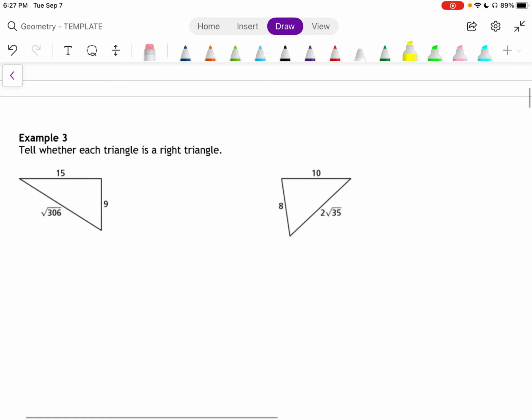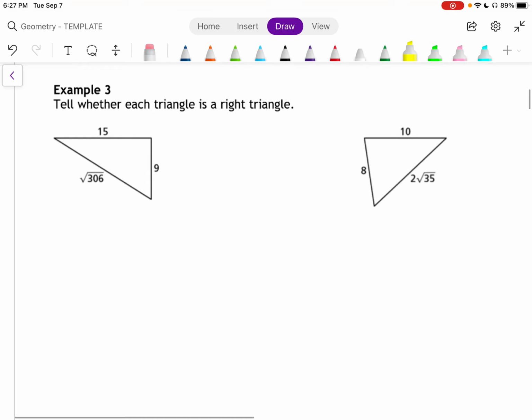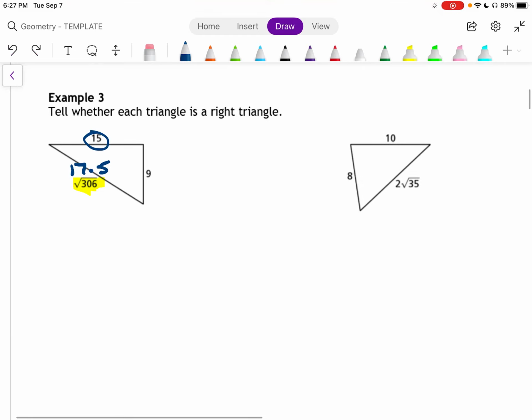So example 3, we're going to tell whether each of these are right triangles. Now before we can start plugging these in, we need to make sure that we know which side is longest, right? With this square root there, I don't know how long that actually is. So I'm going to type that in my calculator, square root of 306, and that gives me 17.5. And again, the only reason I'm doing that is to make sure that I know which side is longest, right? Because if that had given me 14 or something less, then I would have to treat the 15 as my hypotenuse, as my longest side.